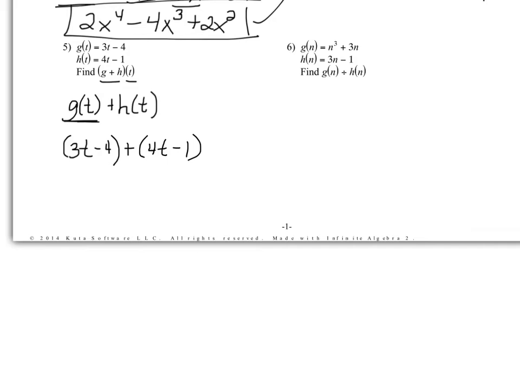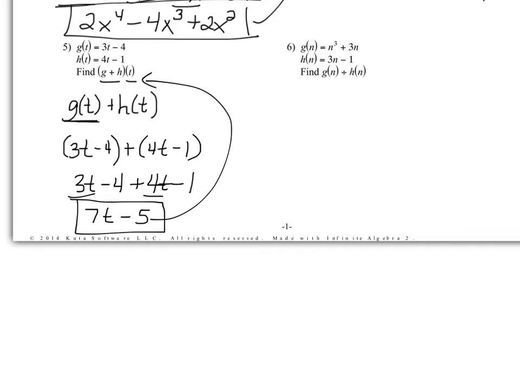And then since it's a plus in between here, we're not FOILing. We don't have to multiply here. So we're just going to see, is there anything outside the parentheses to distribute? And there's nothing outside here. There's nothing but a positive here. So we're just going to drop the parentheses. We're going to have 3t minus 4 plus 4t minus 1. And then collect like terms. 3t plus 4t is 7t, minus 5. And there's your solution because your like terms are collected.